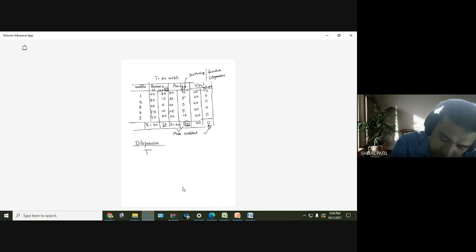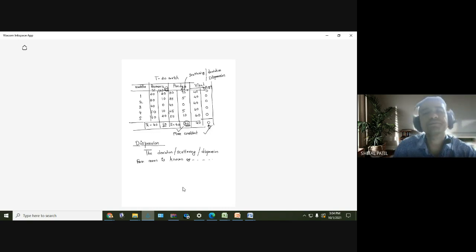Right, the deviation, scattering, dispersion from mean is known as dispersion. Okay, just you remember that: deviation from the mean is known as a dispersion, right?